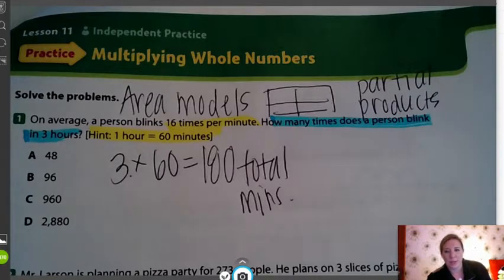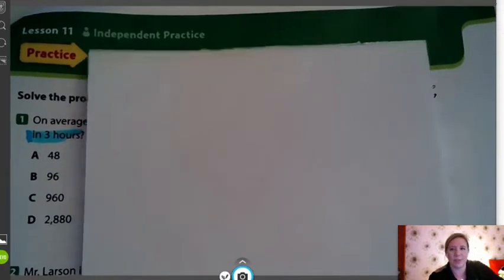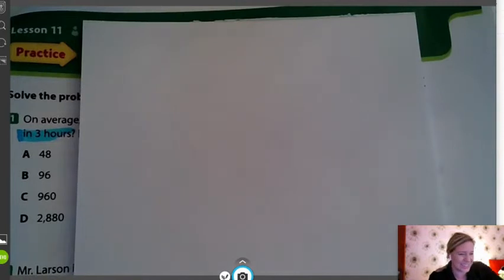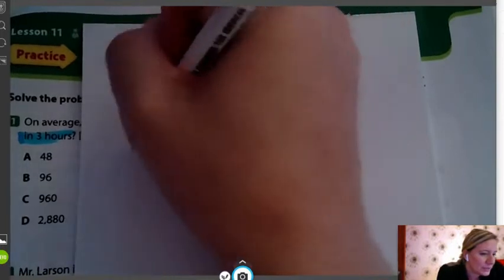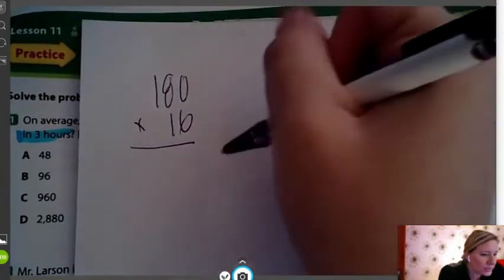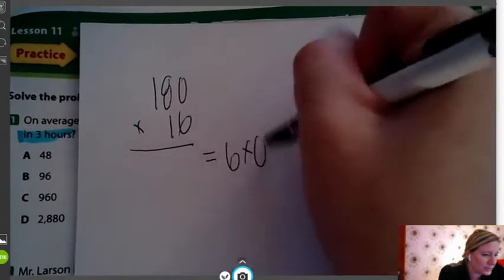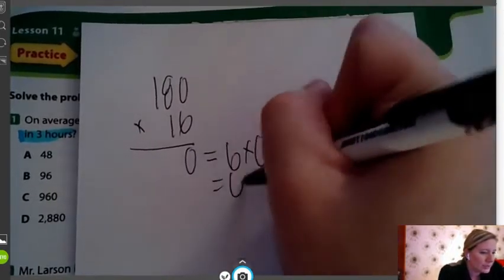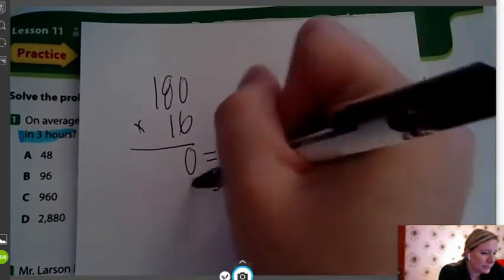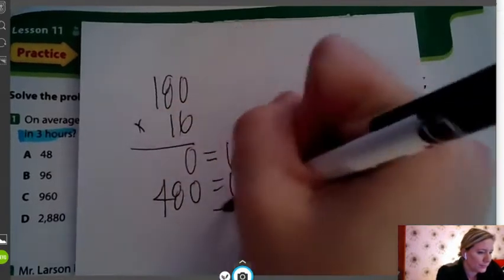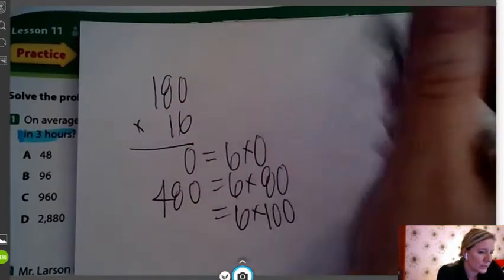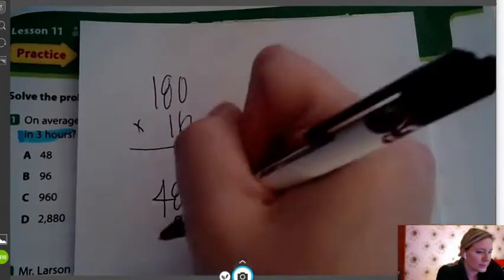Then I need to take that 180 minutes and multiply it by 16, because 16 times per minute we blink. As I'm saying this, I'm thinking about how many times I'm blinking because I'm self-conscious about it now. Okay, so we have 180 times 16. If we start with the ones, we've got 6 times 0, which is 0. 6 times 80, put my 0 in, and then 6 times 8 is 48. And lastly, 6 times 100, put my 2 zeros in, and then 6 times 1 is 6.